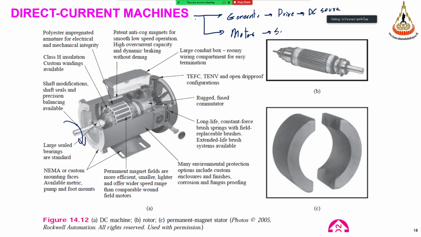And for a motor, we supply DC electric power, and then we get mechanical power, right? It rotates, and we have the driver to drive a mechanical load. We supply DC to this type of machine. The structure of this machine has two main parts. One is the rotor, which has the coil; this is the conductor in the coil. The other part is the stator, the part that produces the magnetic field.